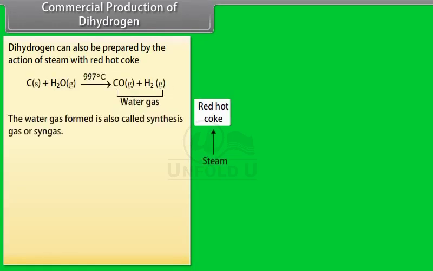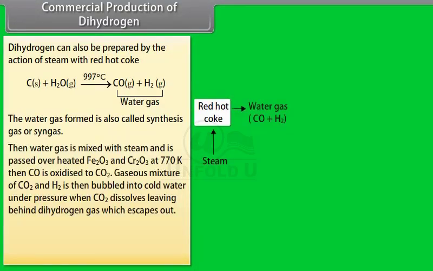Commercial production of dihydrogen. Dihydrogen can be prepared by the action of steam with red-hot coke as given below. The water gas formed is also called synthesis gas or syngas.